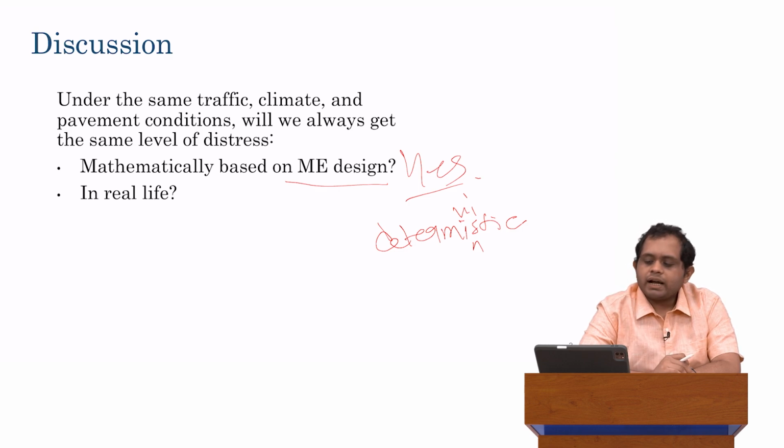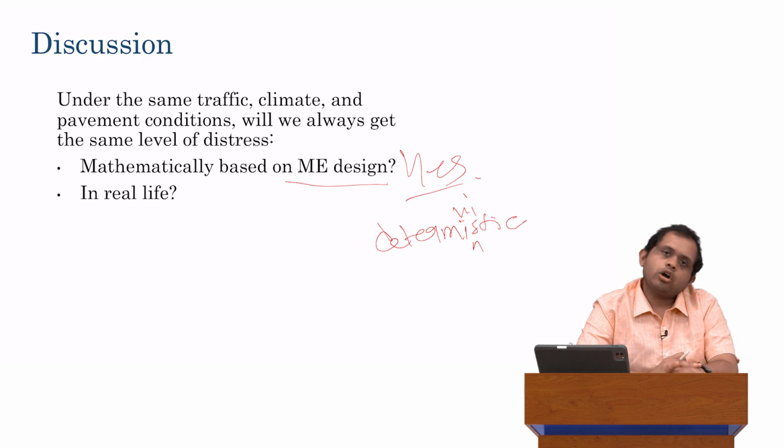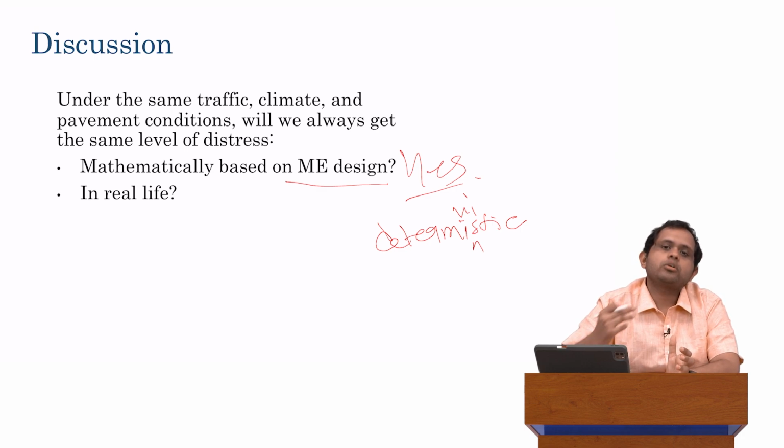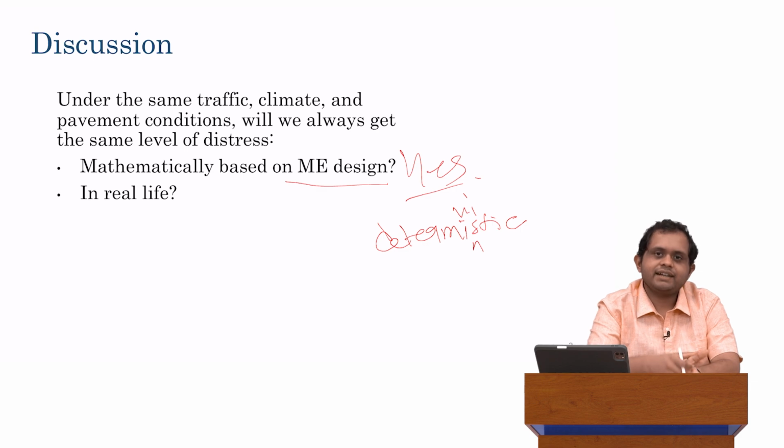So let's back up a little bit and ask, why do I say that ME design, to the extent that we've learned it so far, is deterministic? Well, consider what all the inputs were. There was traffic, there was soil, there was pavement structure, so thickness, etc. There was climate. All of these are the same. Now, these go into calculating stress. If you have the same climate, which means you have the same delta T. The delta T incorporates the temperature gradient, the non-linearity, the moisture, the built-in curling, etc.